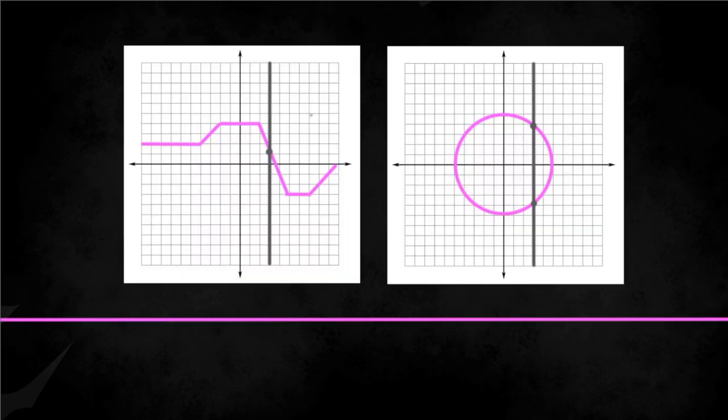Here, the first graph is a function because there is exactly one y value for each x value. However, the second graph is not a function, as can be seen due to the vertical line test.